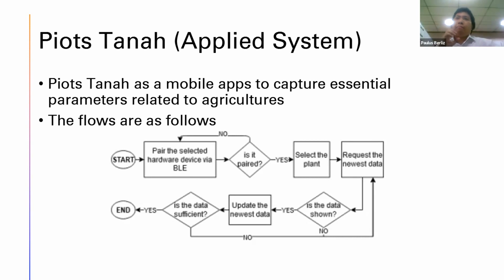Basically, the system or the object needs to be paired with the phone or any kind of device that the students have. If it's already paired, they need to select the plants, and then it will update the new data based on the status of the plants itself. And that's how the flow works.